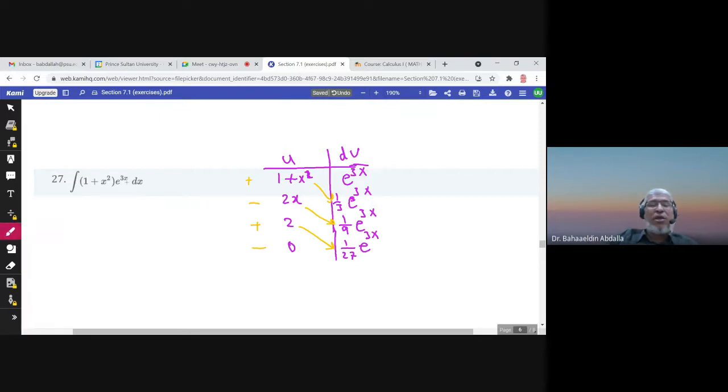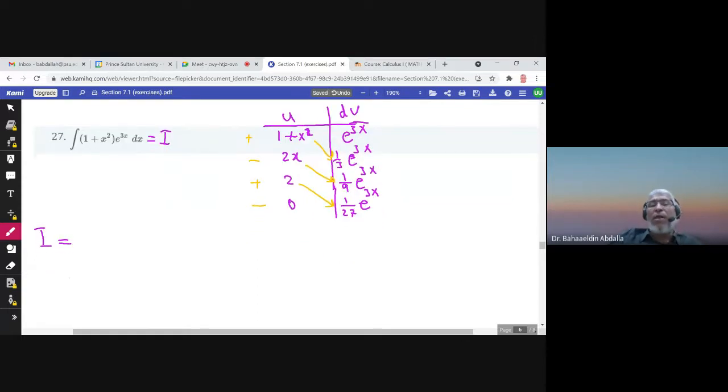And this integral, which is I, would be equal to (1 plus x squared) over 3 e to the power 3x, minus 2x over 9, or 2 over 9 x e to the power 3x, then plus 2 over 27 e to the power 3x plus c.